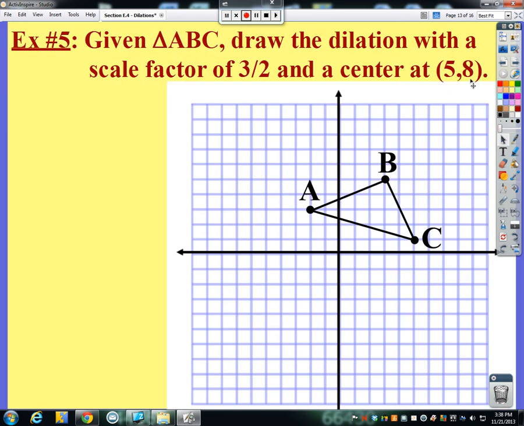All right, the last example. Again, I promise you we're going to look at a dilation where the center is not at 0, 0. So let's take a look at this one. This time the center is at 5, 8. So let's find out where that is. 1, 2, 3, 4, 5. 1, 2, 3, 4, 5, 6, 7, 8. So there's my center. There's where things will be growing or shrinking from.